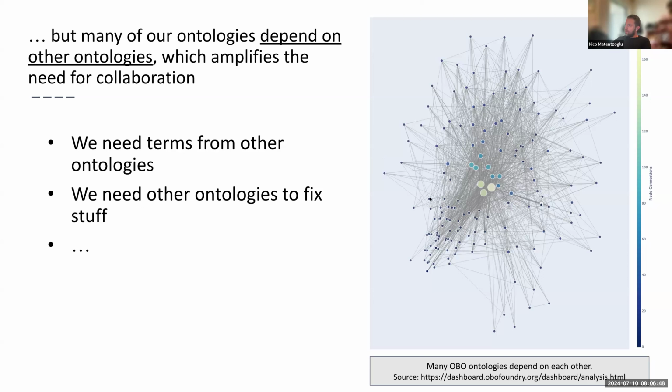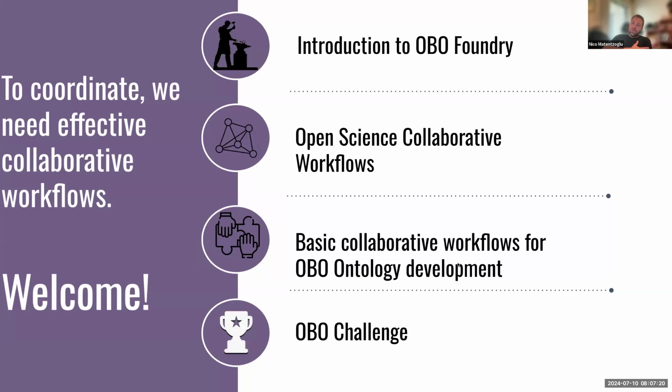And some of these ontologies here in the center of this blob, so every circle here is an ontology, these ones here are so heavily connected. You can see that there are sometimes 80, hundreds of other ontologies that depend on these ontologies, either by reusing terms and so on. Obviously, there is a very large amount of coordination required if you need terms from one of those other ontologies that you depend on, or you need people to fix stuff that you have identified that is broken with those ontologies. To coordinate these kinds of things, we do need effective collaborative workflows. And with that, we want to welcome you to our tutorial for today.